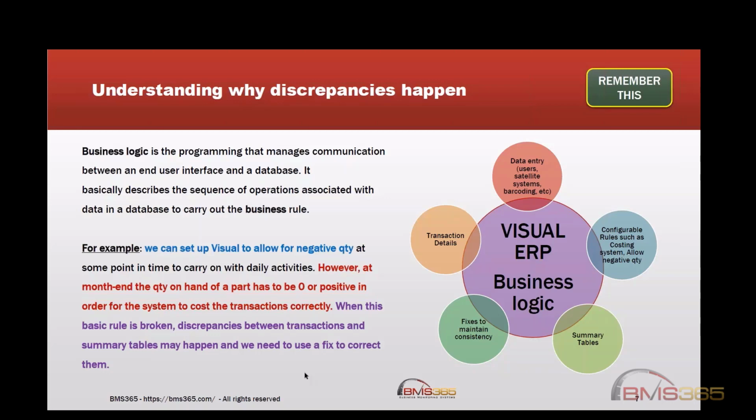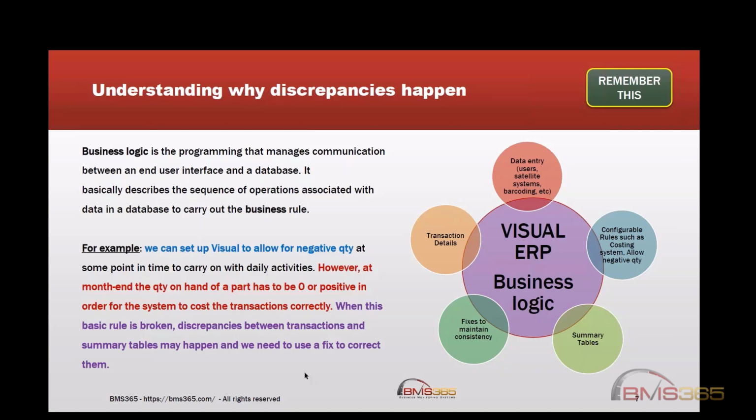For example, Visual allows us to have negative quantity on hand at some point. But at month end, we have to make sure that the quantity on hand is zero or positive in order for the system to cost the transactions properly. Because if we have negative on hand, then Visual cannot cost accurately. So we have to clean that up. When this rule is broken, discrepancies between the transactions and summary tables may happen, and then we have to use a fix to correct them. Okay? So this is quite critical.